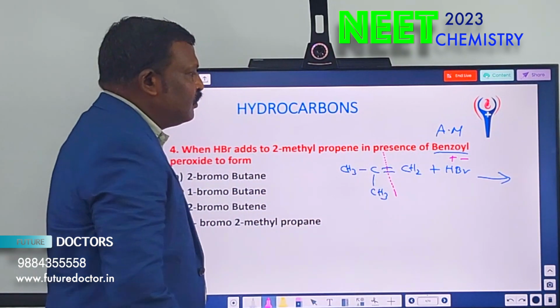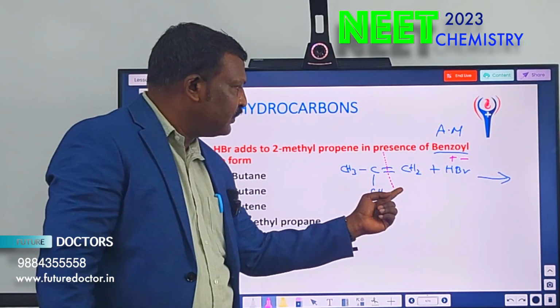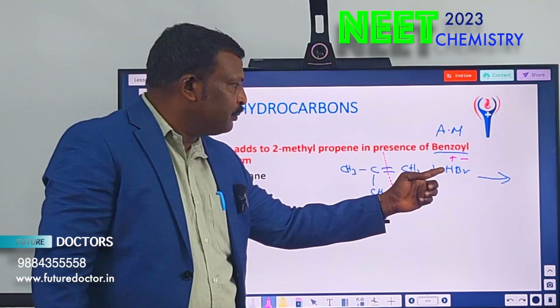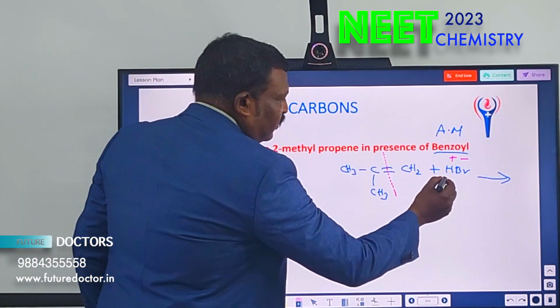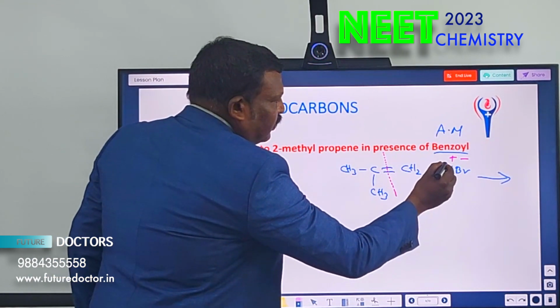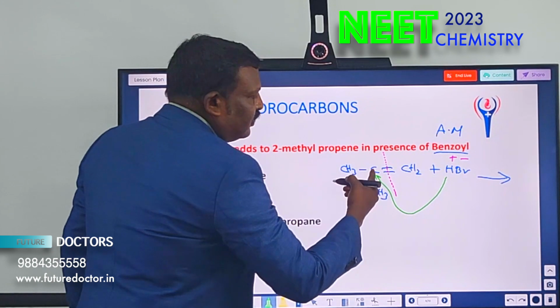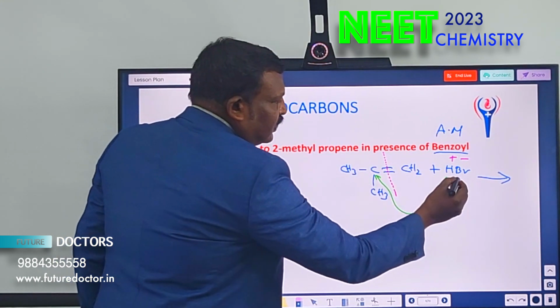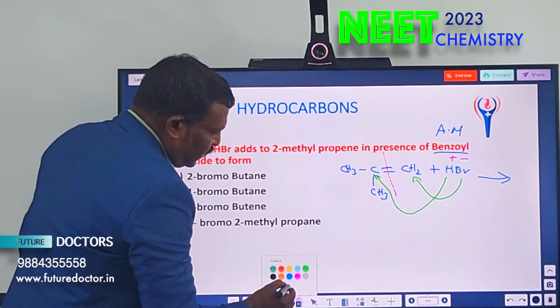Usually in Markovnikov rule, the negative part goes to the carbon atom which carries less number of hydrogen. But here the positive part goes to the carbon atom which carries less number of hydrogen. This carbon has no hydrogen, so the positive part goes to the carbon with more hydrogen and the negative part goes to the other side. This is simple.